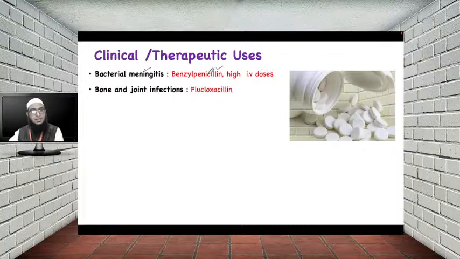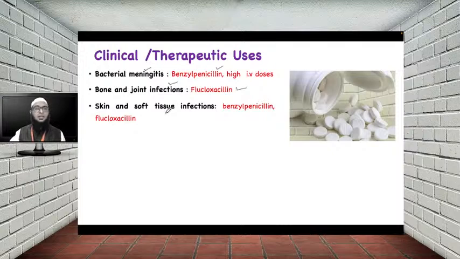Okay. Second condition, we'll see the bone and joint infection. In bone and joint infection, the only penicillin which can reach the bone and joint is flucloxacillin. And we have seen flucloxacillin comes under the extended spectrum penicillins also. So for bone and joint infection, you are using flucloxacillin. You must remember the clinical condition and the type of penicillin which is used for that clinical condition.